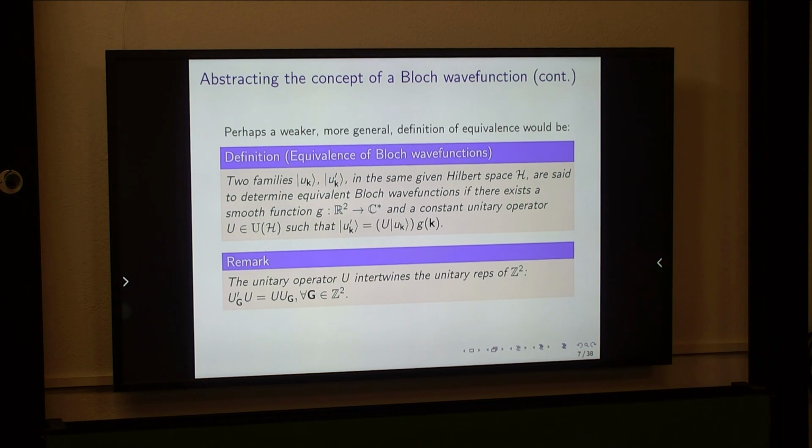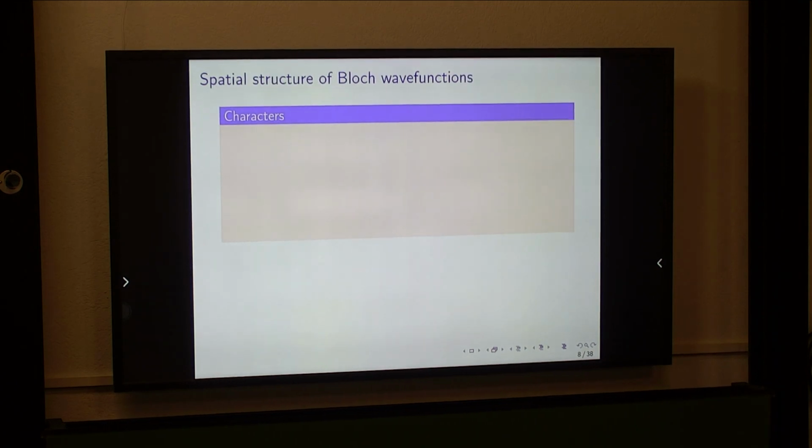Another remark is that this unitary operator intertwines between the unitary representations, and this is important also. Okay, move on. And now I want to talk a bit about the spatial structure of Bloch wave functions, because right now I didn't mention any spatial structure. And this will turn out to be related to the characters of the lattice.